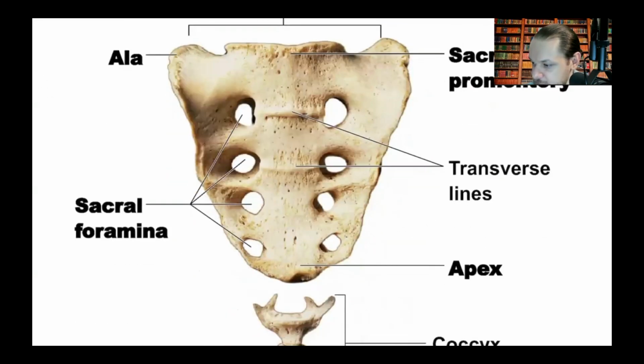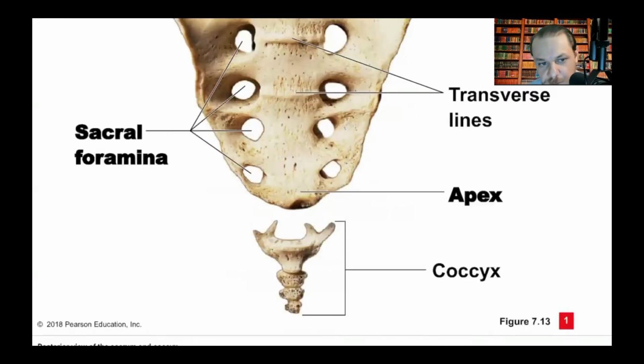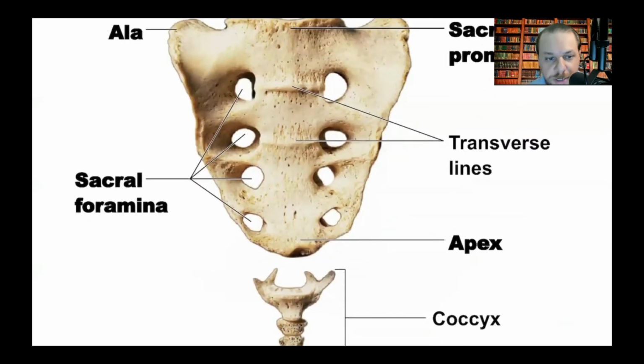And then we have the coccyx at the base of this, which is also involved in motor vehicle collisions. Not so much the thoracic vertebra.